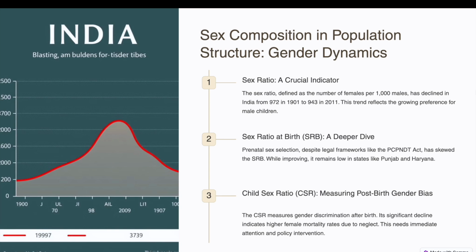Mandal et al. 2007. Components of sex ratio in India. In India, the sex ratio is measured in several components: overall sex ratio, OSR; sex ratio at birth, SRB; child sex ratio, CSR; and elderly sex ratio, ESR. 1. Overall sex ratio, OSR.